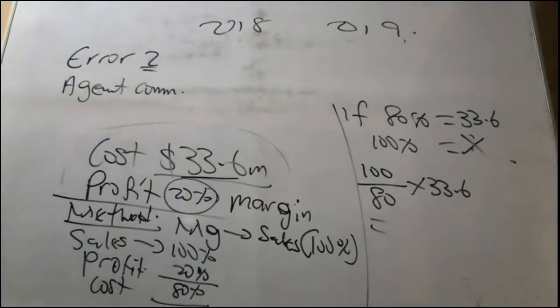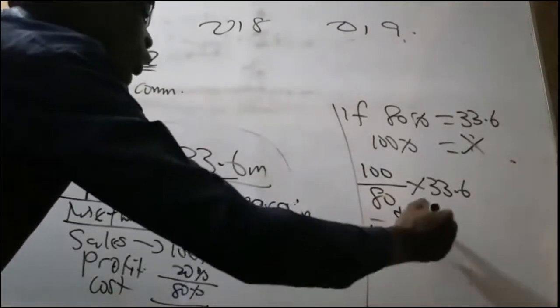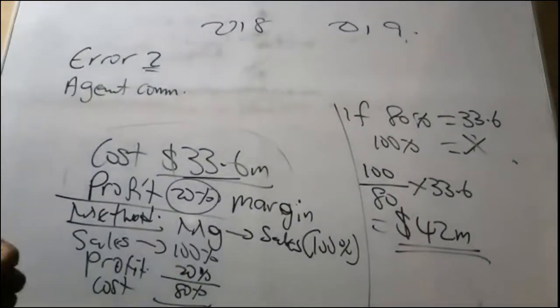So what do you get? So 100 divided by 80, that's 1.25 times 33.6, which is 42. Perfect. I like that. Yeah, someone had the answer correct. 42. So the sales is what? 42 million. Good. That's the first style of getting the 42 million.